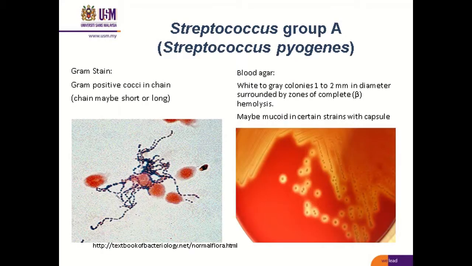So for Streptococcus group A, also known as Streptococcus pyogenes, on Gram stain you can see gram-positive cocci in chains. On culture on blood agar, it produces white to gray colonies 1 to 2 millimeters in diameter, surrounded by zones of complete hemolysis, or beta hemolysis. In some strains, the colonies may also appear mucoid, in the strains which produce a capsule.